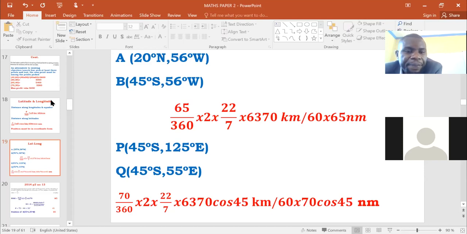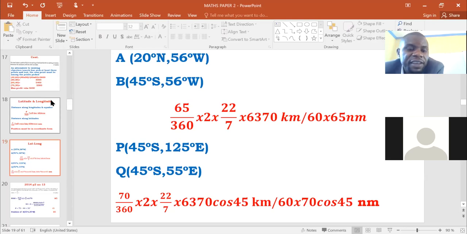And then the next one, you also have 45 degrees south, 55 degrees east. Now, south is common with the same figure, and east is also common, but different figures. So that implies that those two points lie along the same latitude, but different longitudes. If points lie along the same latitude, then the latitude is constant. So that implies that the distance between P and Q is a distance along a small circle. So you go for the appropriate formula.